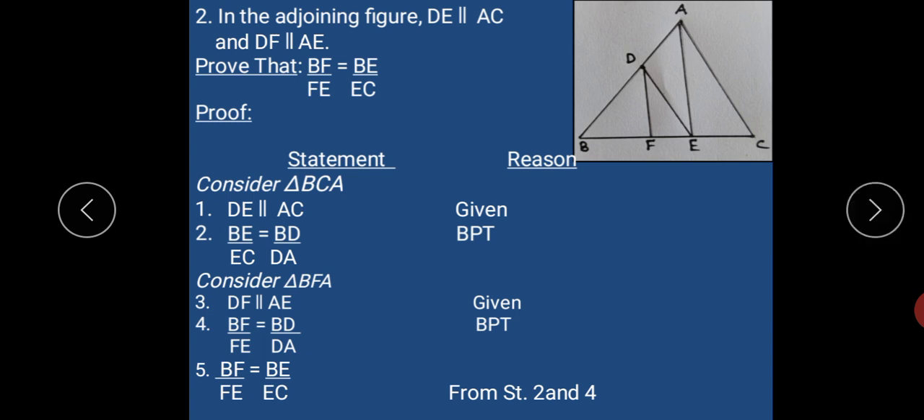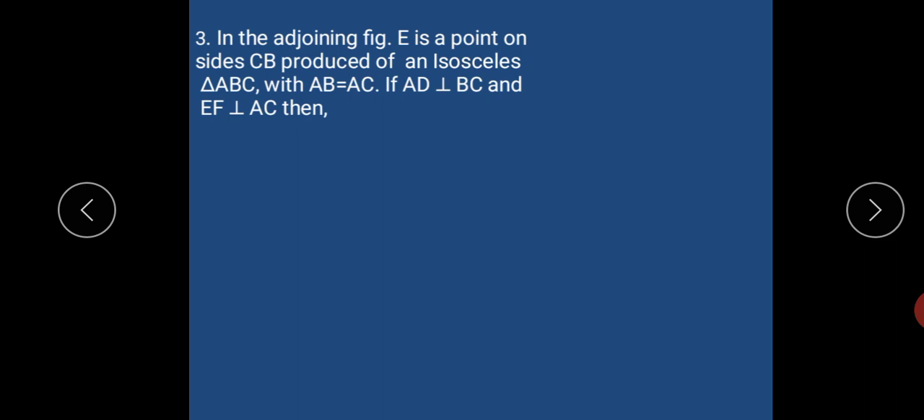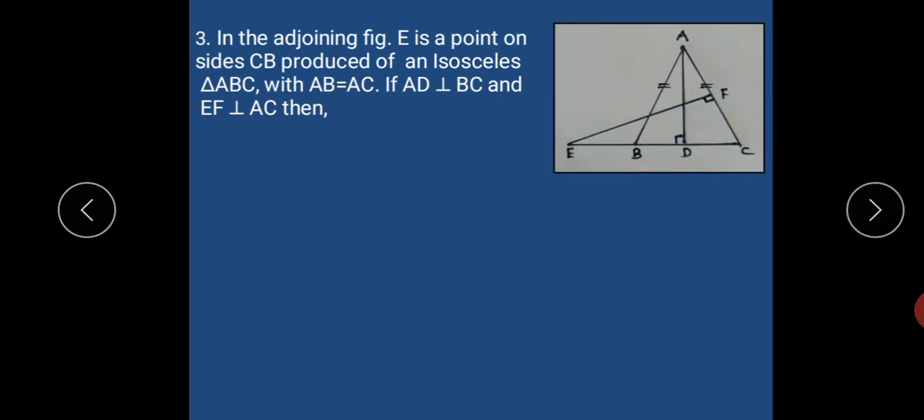So we can move to the third one. In the adjoining figure, E is a point on the side CB produced of an isosceles triangle ABC with AB equal to AC. If AD is perpendicular to BC and EF is perpendicular to AC, then let's see what is asked to prove. That is triangle ADB is similar to triangle EFC.